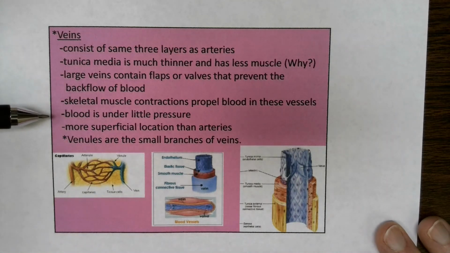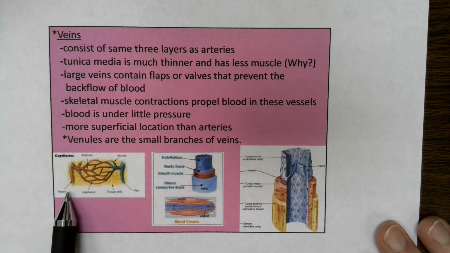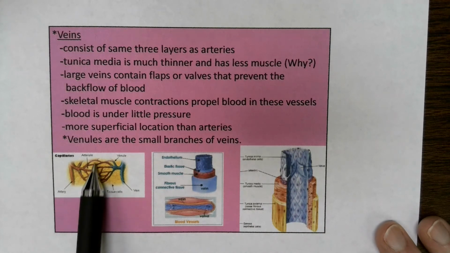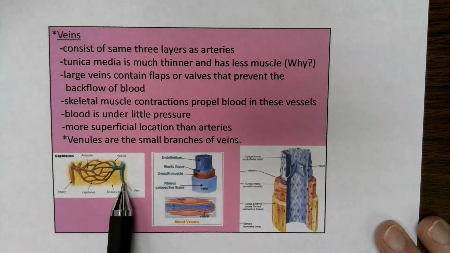The blood's under little pressure, so veins are going to be closer to the surface of the body, typically, in comparison to arteries. Okay, we need to protect the arteries more because the blood's under high pressure, so they're typically deeper. And then again, venules are the smaller branches of veins. Okay, and so you can see an artery, arteriole, again, the middle of that's a capillary bed, and then the venules, and then a vein.